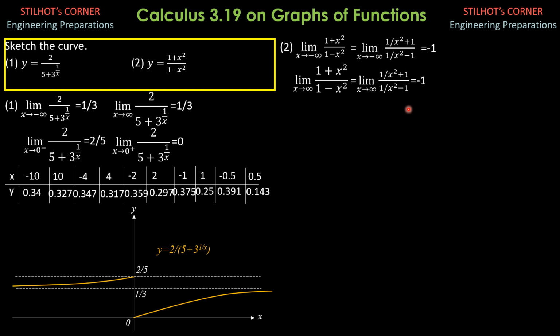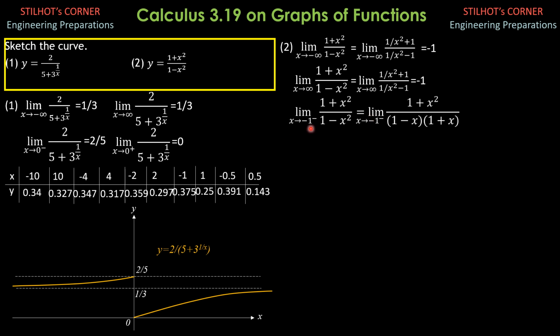Then we evaluate, because the denominator can be made 0, there are vertical asymptotes, two vertical asymptotes. We factor this into 1 minus x and 1 plus x. So that would be the limit as x approaches negative 1 from the left of 1 plus x squared over 1 minus x squared, which is the limit as x approaches negative 1 from the left of 1 plus x squared over 1 minus x times 1 plus x.